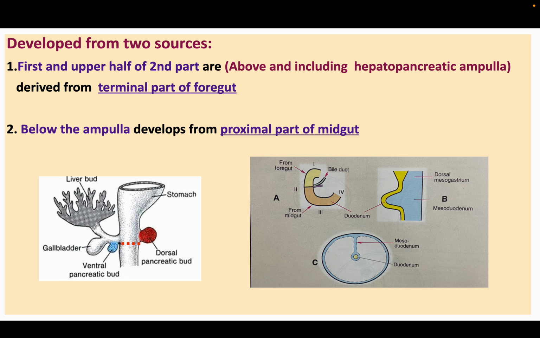The first and upper half of the second part of the duodenum are derived from the terminal part of the foregut. For the upper half of the second part, what is the level? That is above and including the hepatopancreatic ampulla. So this is the level. Up to this it is derived from the terminal part of the foregut. Below the ampulla it is developed from the proximal portion of the midgut.